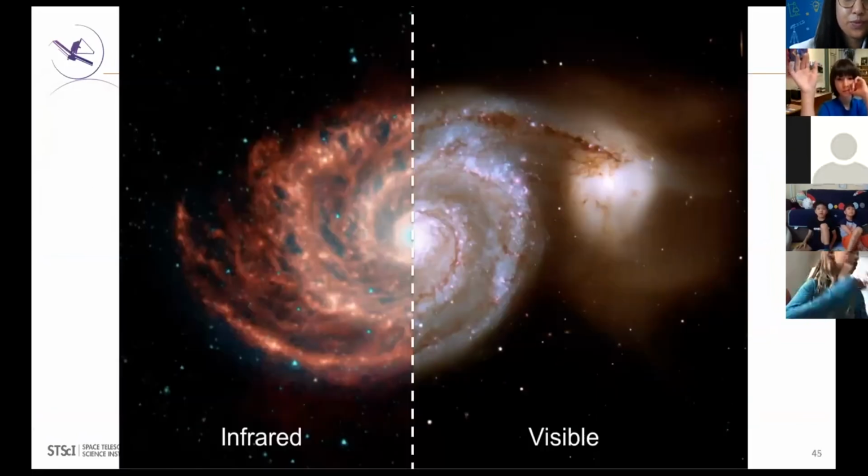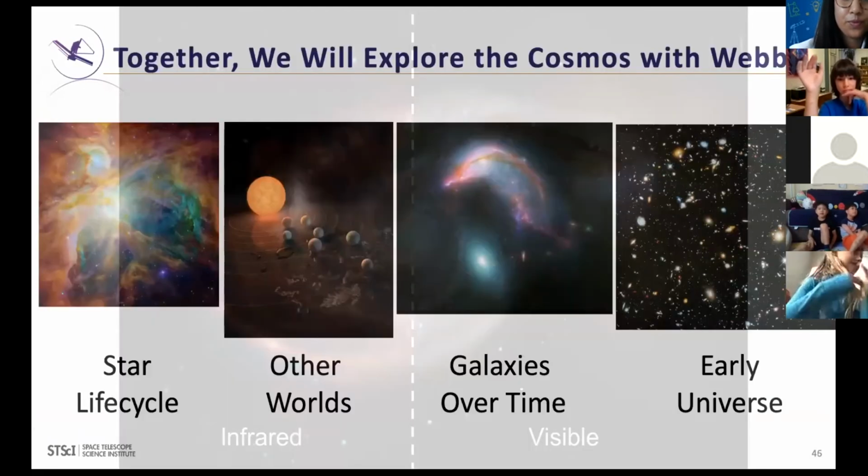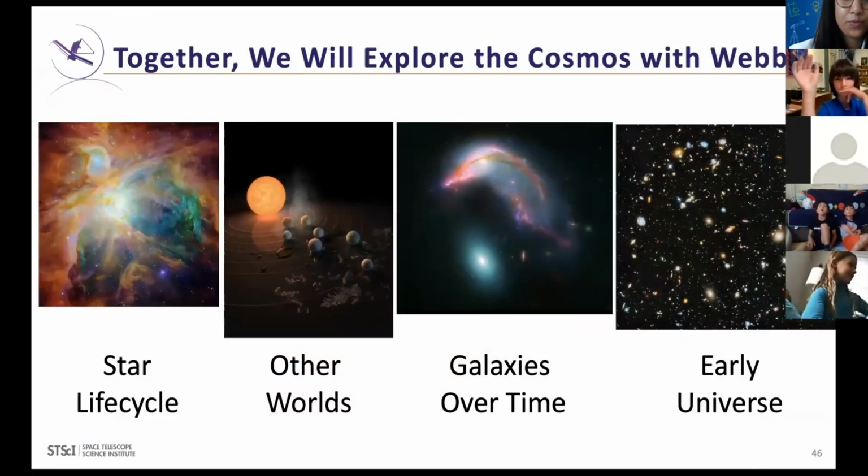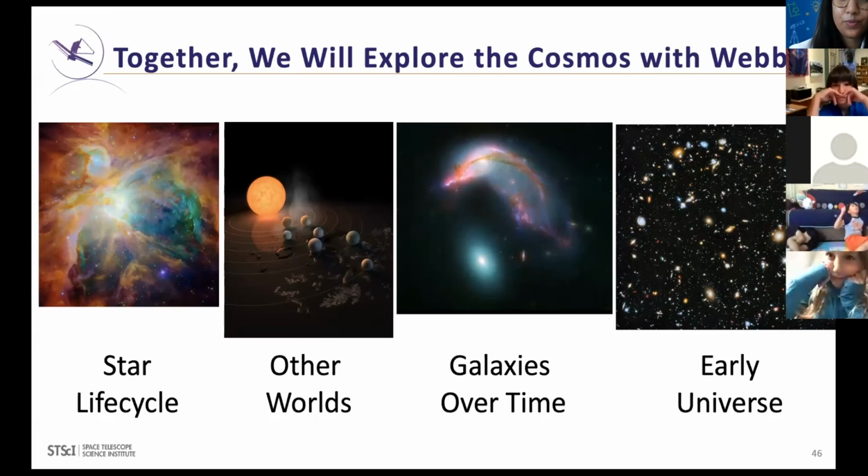So we'll study galaxies more. Together, we're going to explore the cosmos with Webb. We're going to look at the life cycle of stars, similar to what you just learned today. We'll look at other worlds and planets around all those stars. We'll look at galaxies and how they change over time. And then we're going to start to look for the baby galaxies in the early universe. It's so exciting. I can't wait.